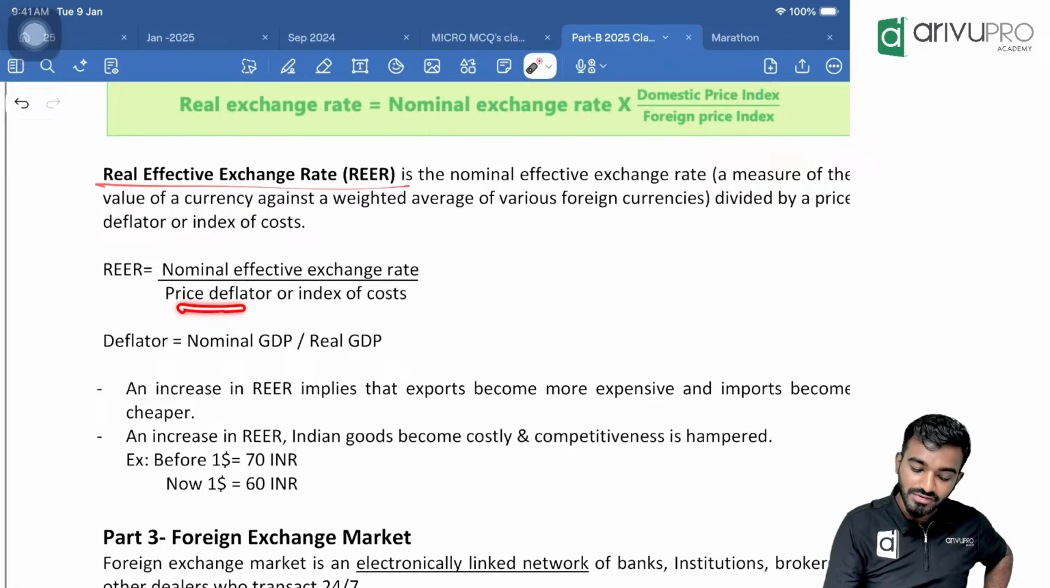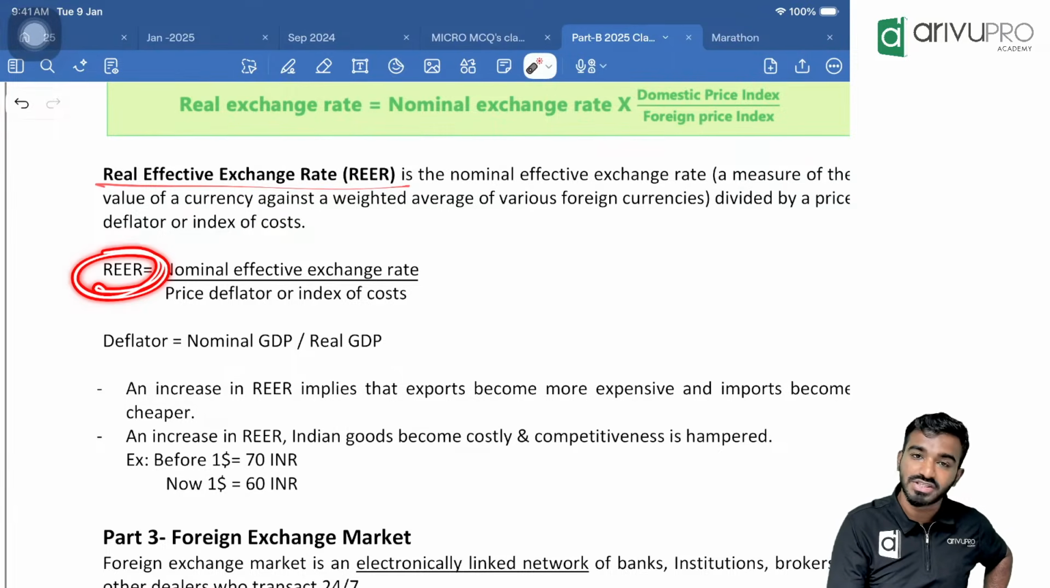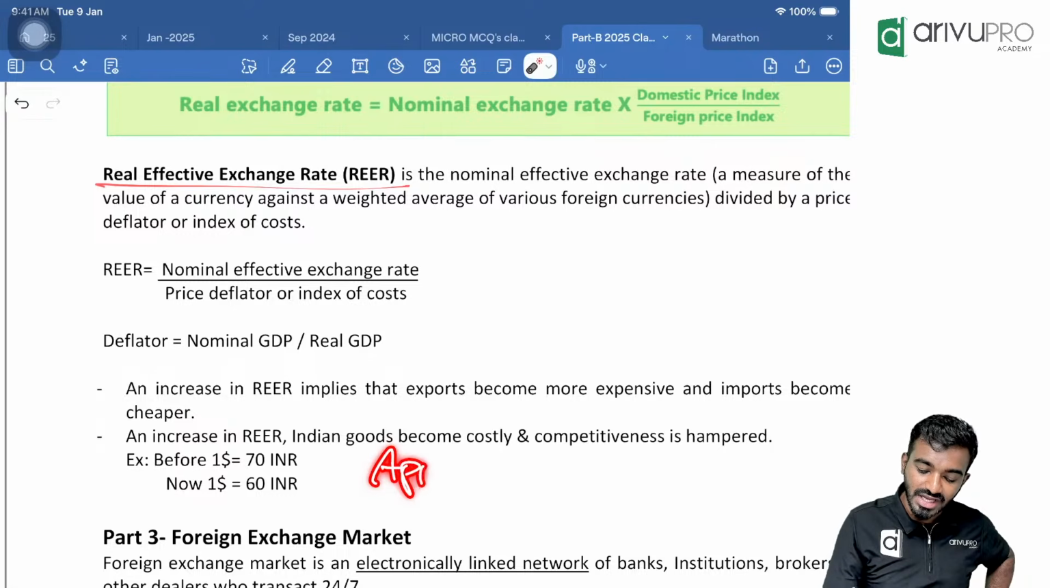And real effective exchange rate, simple: take the present nominal exchange rate divided by a deflator value, the GDP deflator concept. They will give the price index value. We just have to remove the inflation part in the present nominal exchange rate. That is called real effective exchange rate. Suppose this real effective exchange rate is increasing, that means the currency is getting appreciated. Earlier it was 70, now it has become 60. 70 rupees to 60 rupees means appreciated.